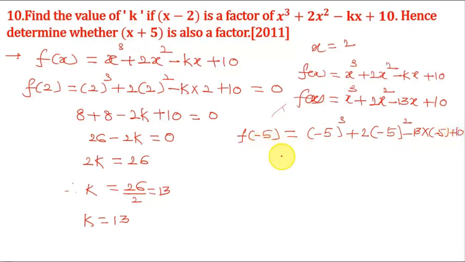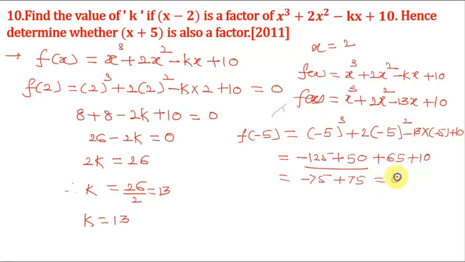Okay, therefore minus 5 cube means what? Minus 125. 5 square is 25, into 2, that is 50, plus 65 plus 10, and this is minus 75 and plus 75, and that equals 0. The value of the polynomial at x equals minus 5 is 0, and hence x plus 5 is a factor of this given polynomial. Answer is yes.